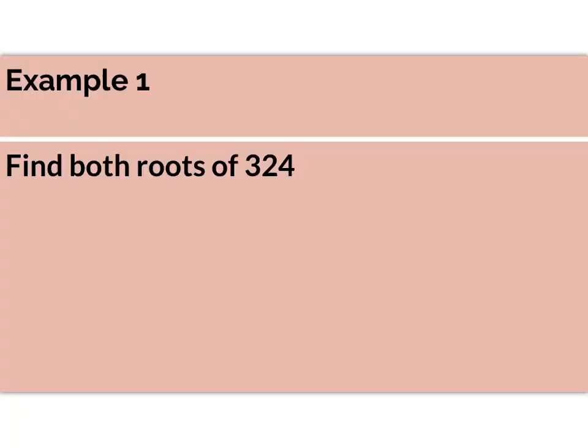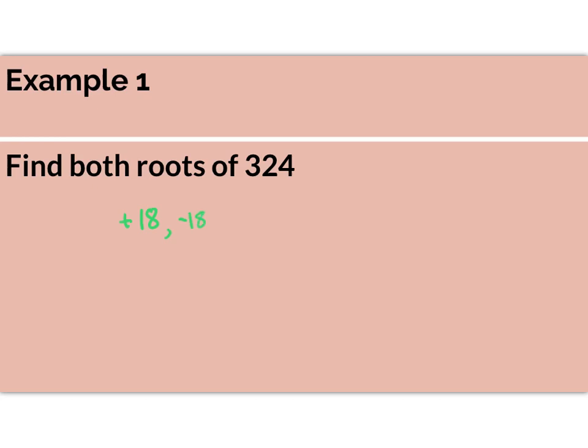All right, some rules. Okay, so find both roots of 324. So if you have a multiplication table, and all this lesson is going to require is that you have a multiplication table, you know that 18 times 18 is 324. So you got 18, positive 18, and then negative 18.